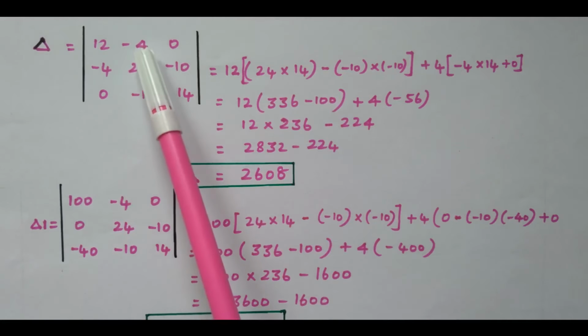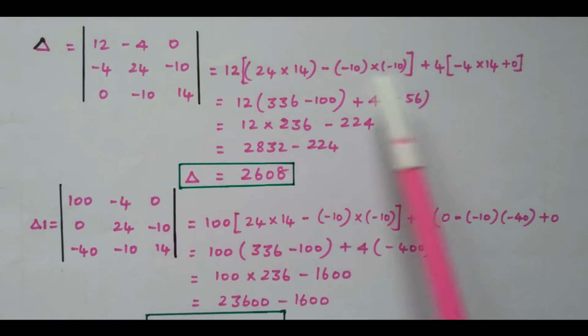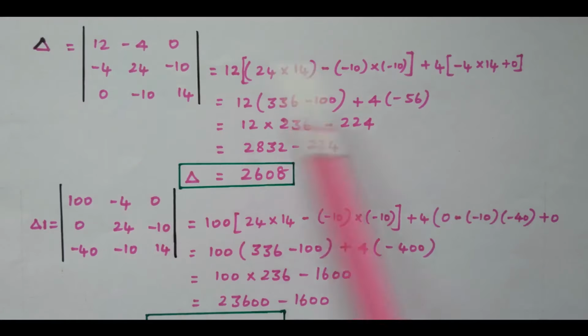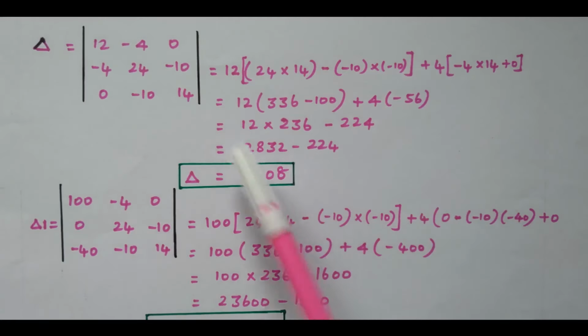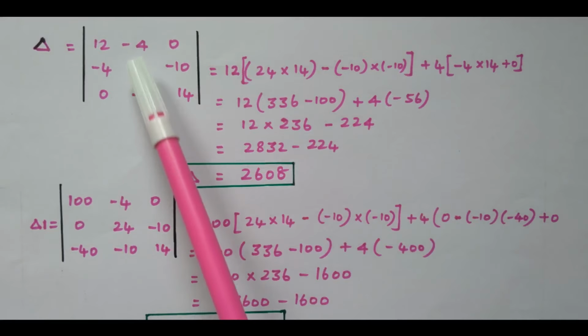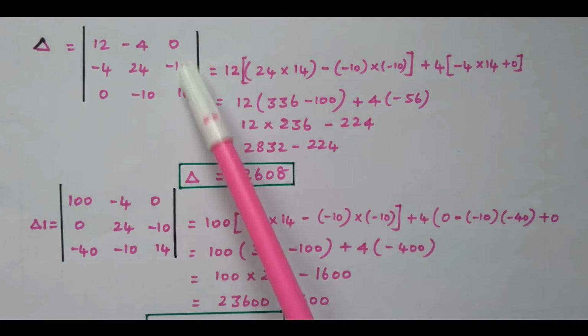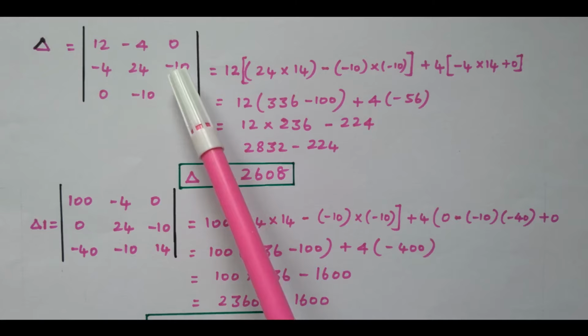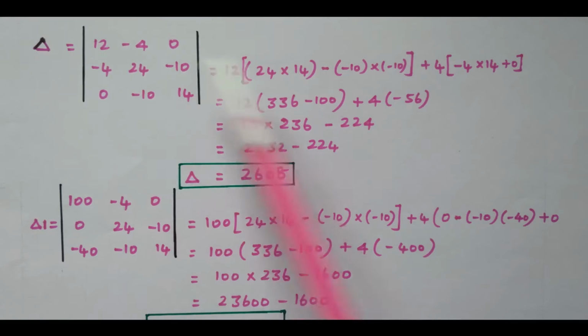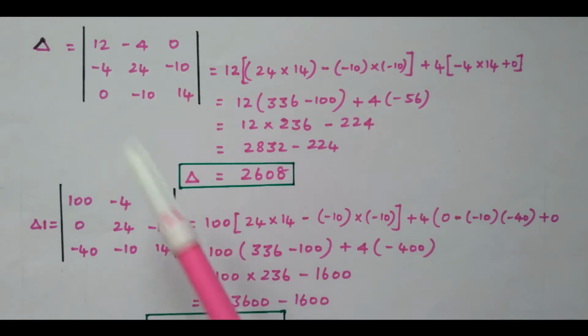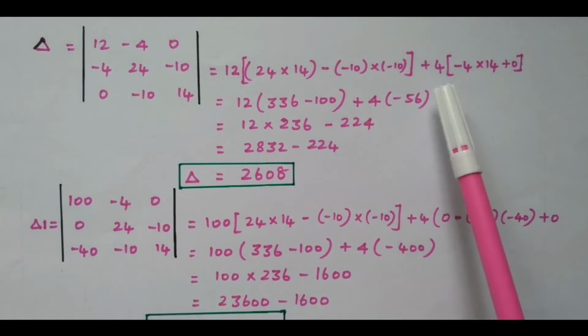Then we'll take the next element. Normally the second element will take minus. Already minus is there, so it becomes plus. We are multiplying these two terms, normally it multiplies by opposite, but while taking the negative we can multiply normally. So this minus 4 is plus 4.